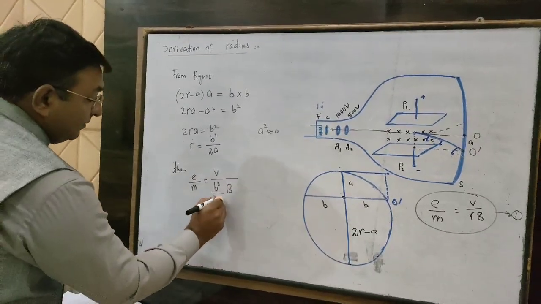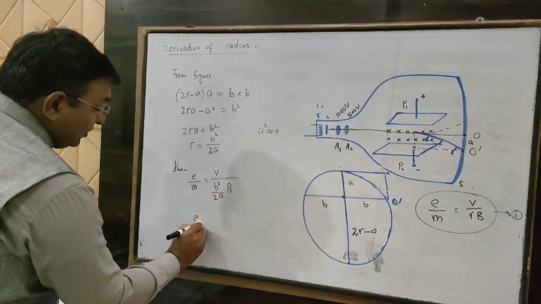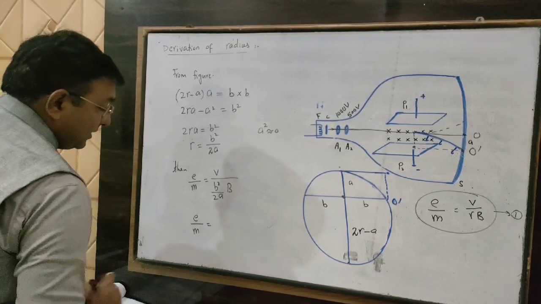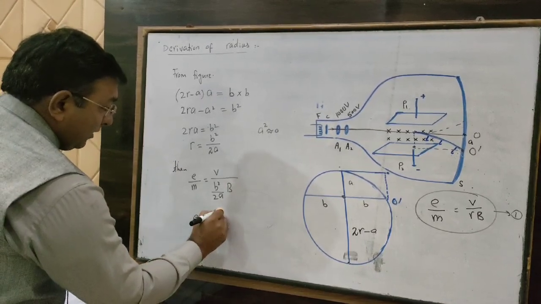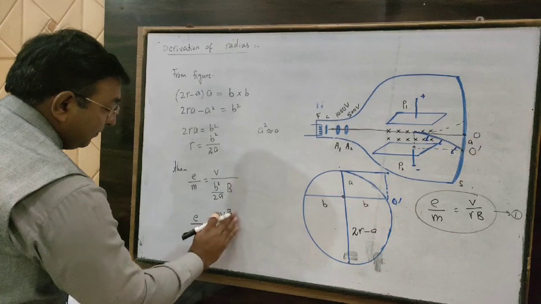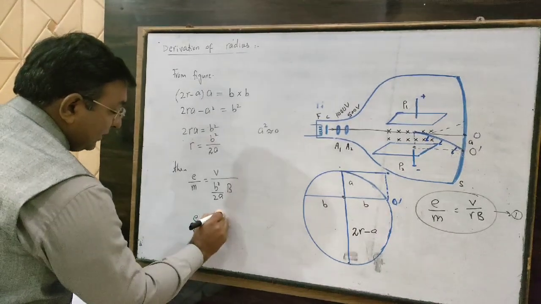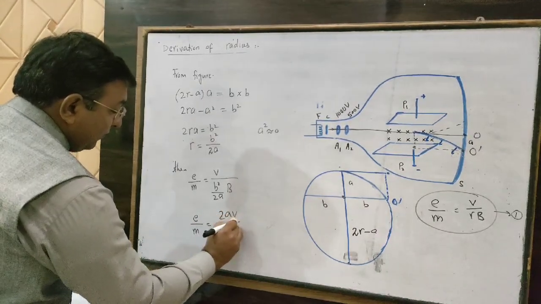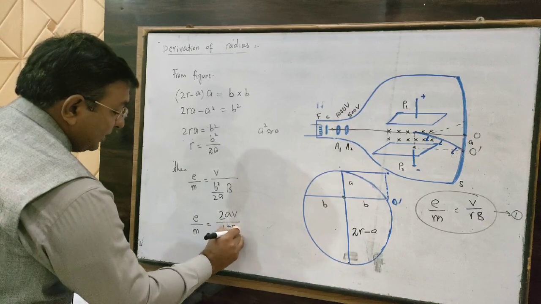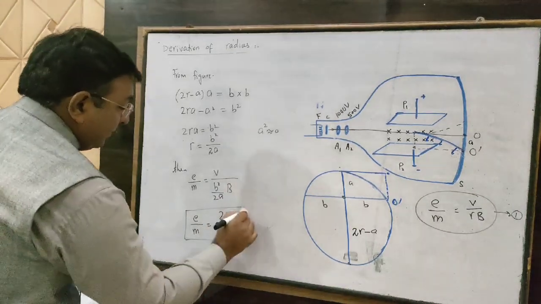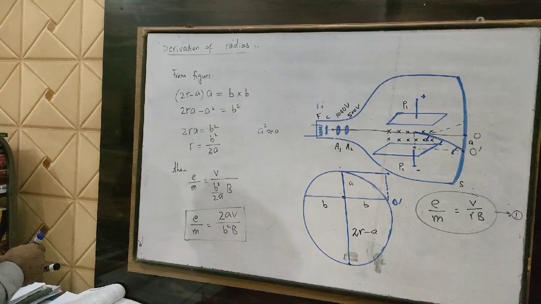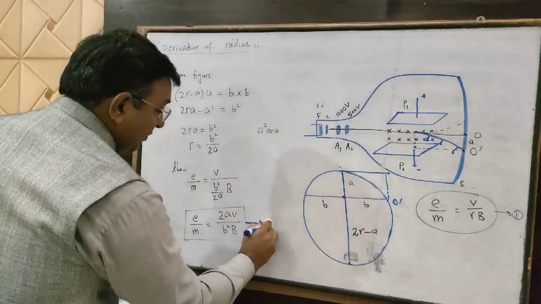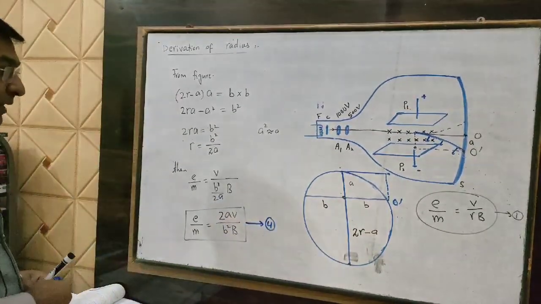तो ये अगर हम simplify कर लें तो charge to mass ratio हमारे पास आ जाएगा, 2a v, यानी velocity, divided by b square capital B. तो charge to mass ratio के लिए हमारे पास जो fourth formula है वो ये आ गया.